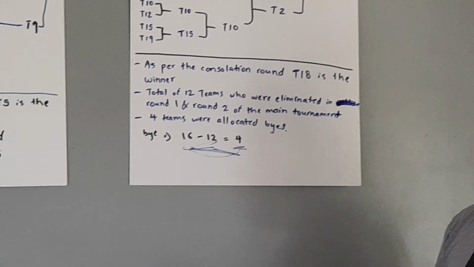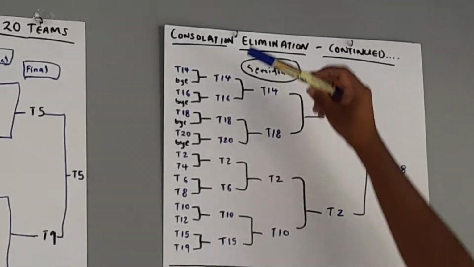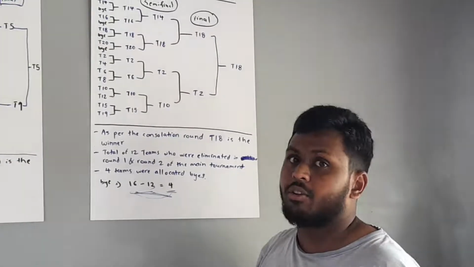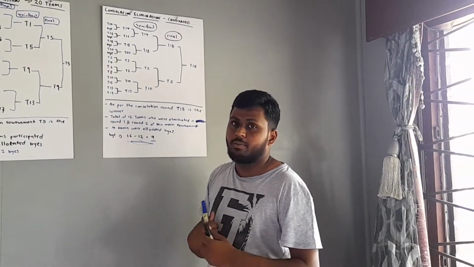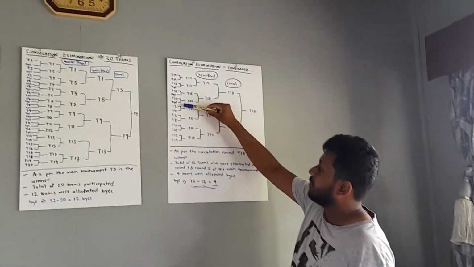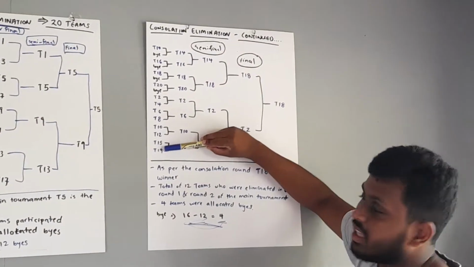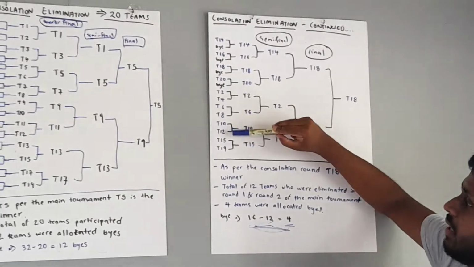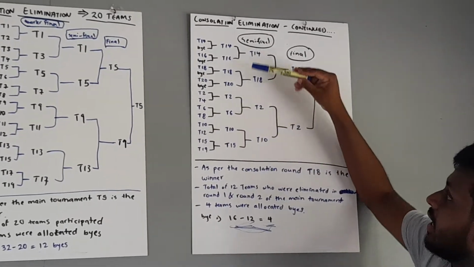So we allocate the first 4 teams byes. So teams 14, 16, 18 and 20 are allocated byes, which means they are automatically qualified to the second round. They won't play the first round. So here the remaining teams will play each other. Here we can see 2, 4, 6, 8, 10, 12 and 15, 19 play. And here the results are over here.